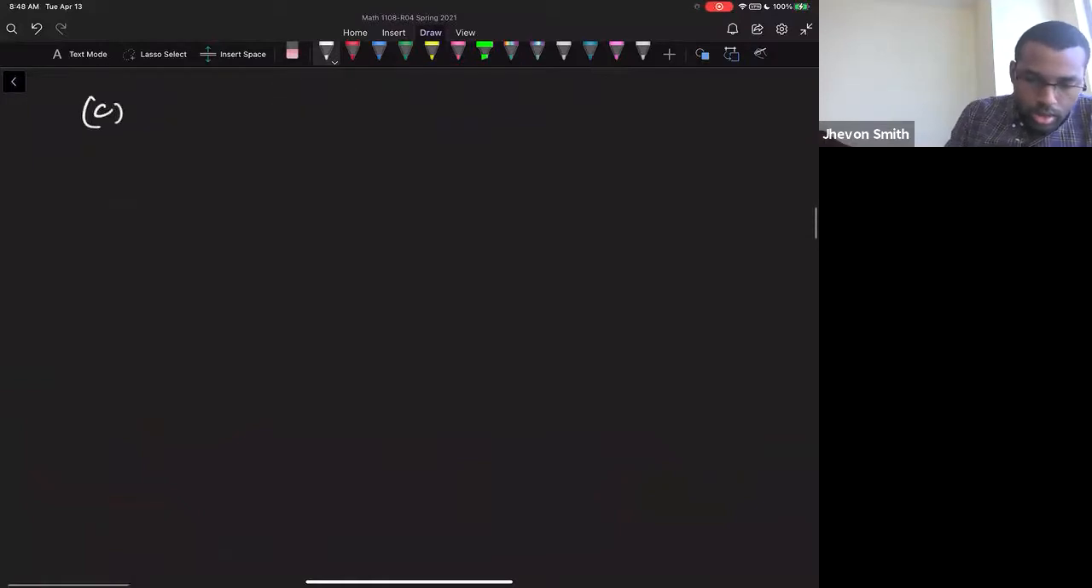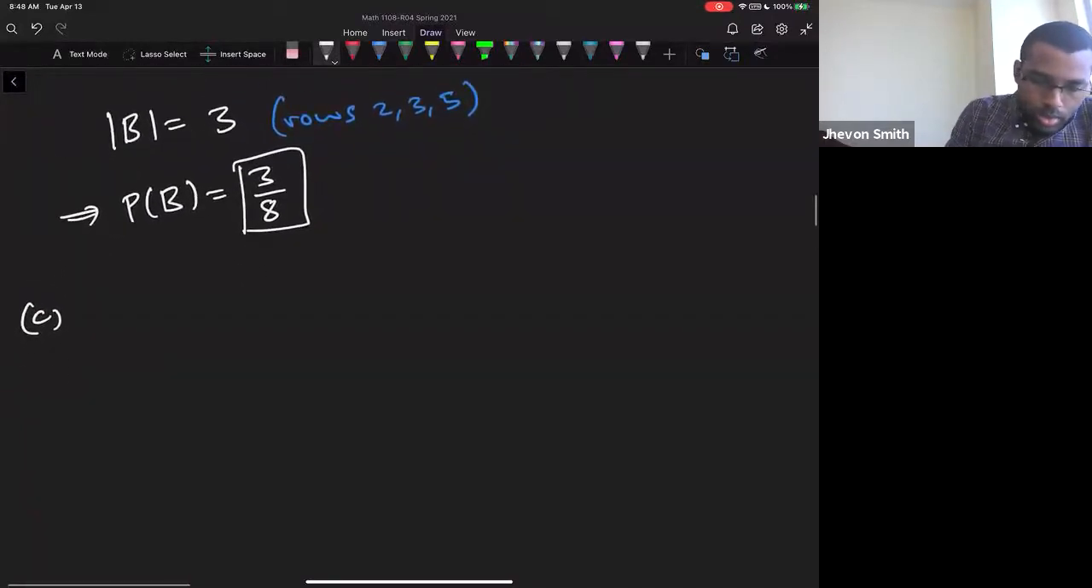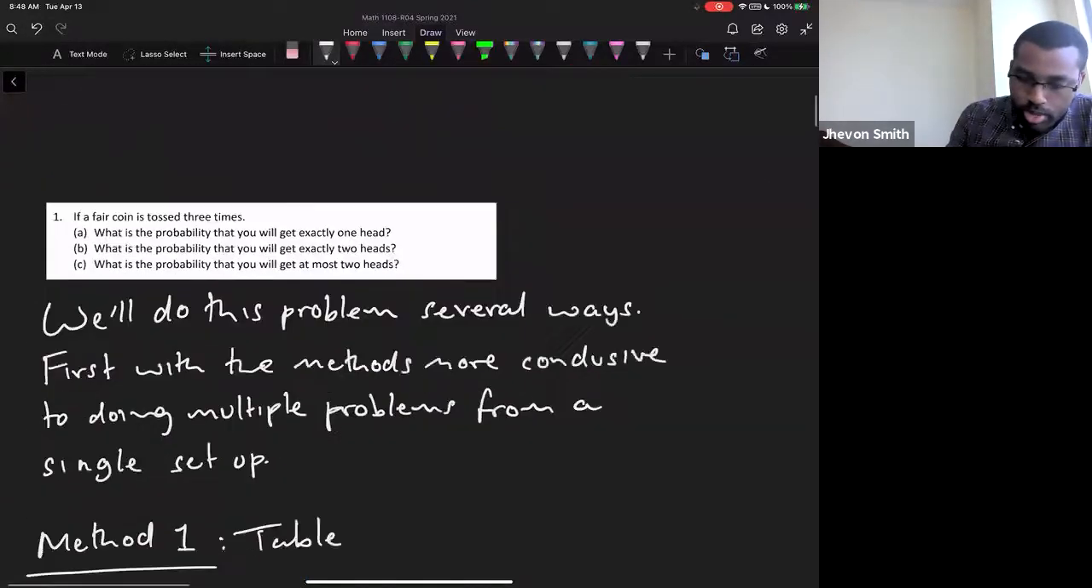C. Let C be the event. What is the last thing we want to look for? You get at most 2 heads.